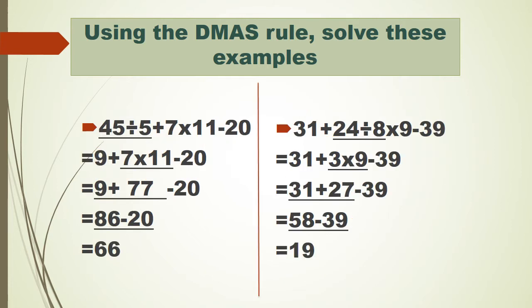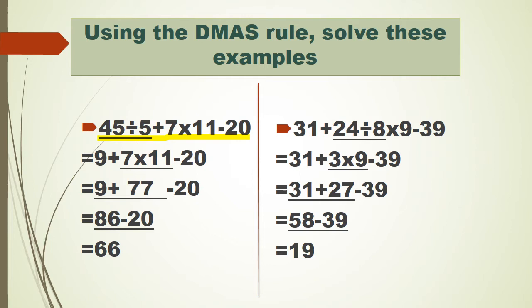Here are two more examples. In these simplification sums, we have all four operations. So it's very easy to carry out the four operations. We will use DMAS rule. First example is 45 divided by 5 plus 7 multiplied by 11 minus 20.